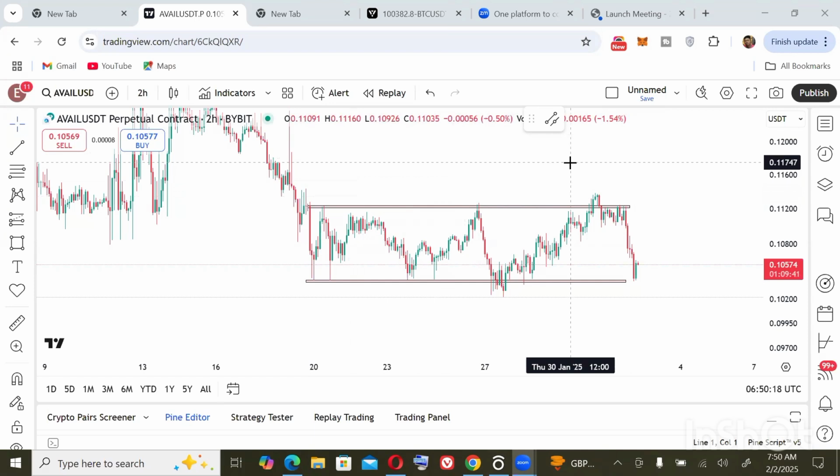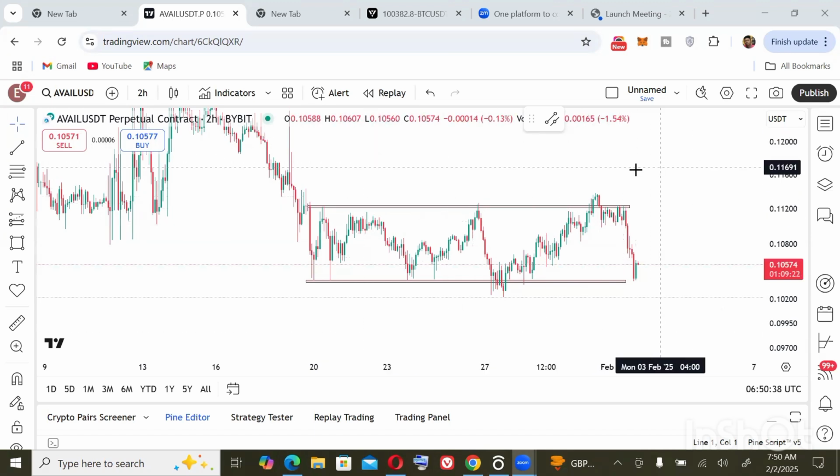Now, I kept blowing accounts 2 years ago until I discovered this amazing setup that has been working. You can use this for your ICT models, your liquidity concept, SMC, whatever you want to call it. This strategy works 90% of the time, and you can develop it to become better, right?